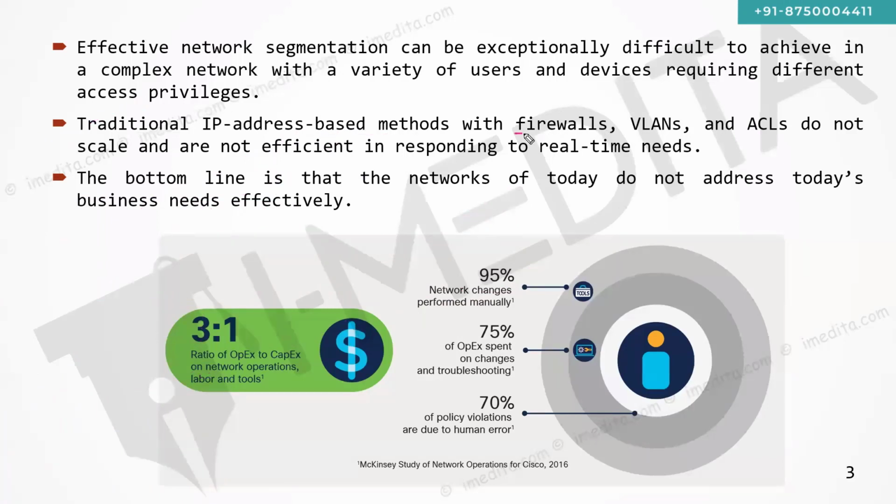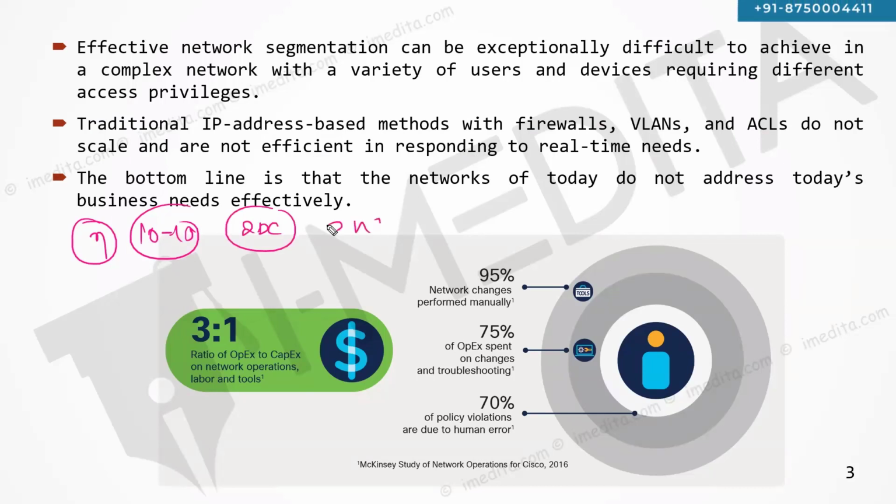Traditional IP-based methods with firewalls, VLANs, and ACLs do not scale, and they are not efficient in responding to real-time needs. If you have n number of devices, or n number of branches, let's say you have 10 or 15 branches all across the world, then we have 2 data centers and 2 headquarters. And we have to carefully enforce the security everywhere: in all those 15 branches, in all the data centers, and in all the headquarters. So what are you going to do?